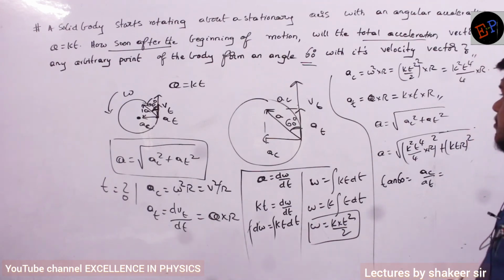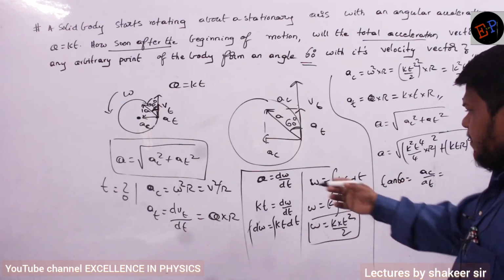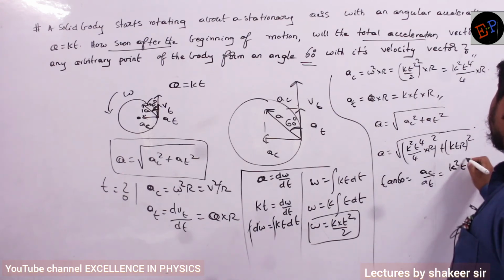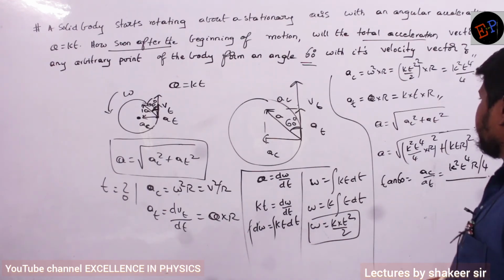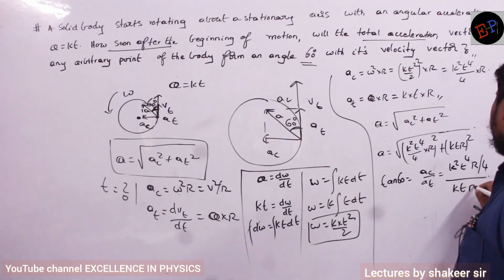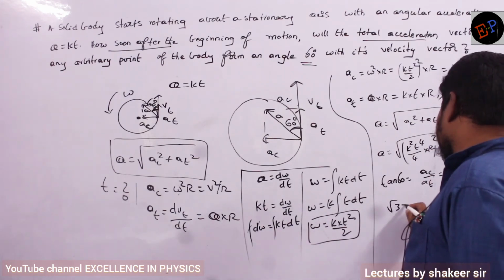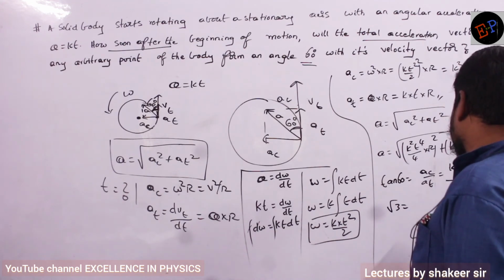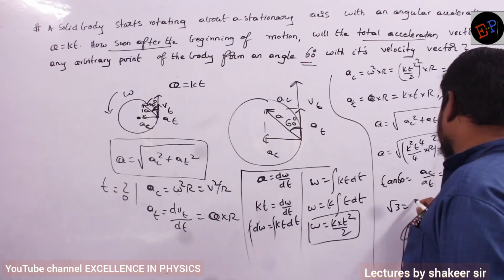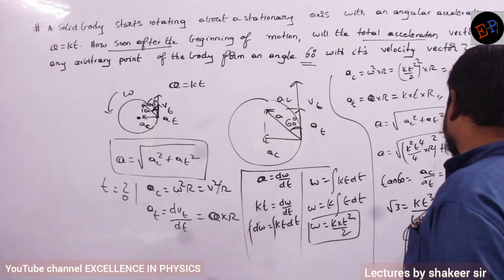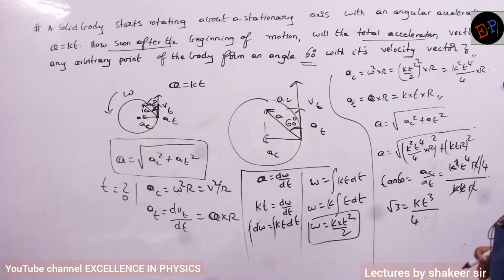What is the centripetal acceleration? It is k square t power 4 into r, divided by the tangential acceleration, which is kt into r. Now what are the terms which can get cancelled? So r and r get cancelled. Tan 60 value is root 3. So root 3 is equal to k, and the square also gets cancelled. T and here I will get cube. So k t cube divided by 4. That's all, no? This is the value which I can get.